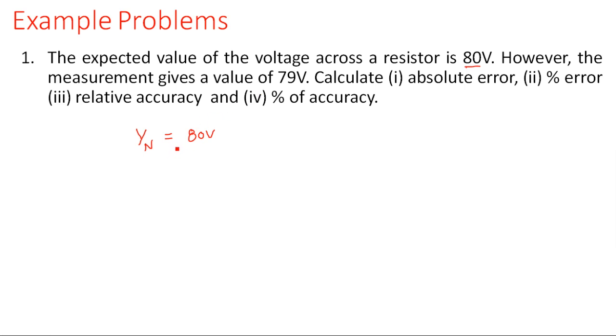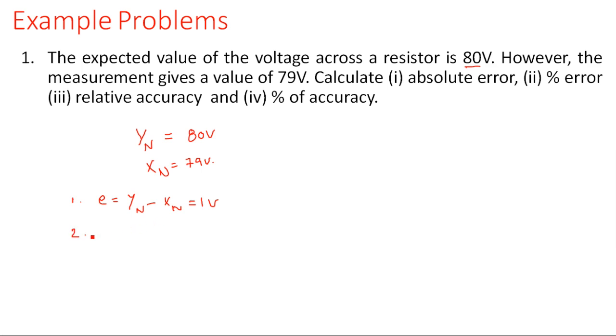That is, Xn is equal to 79. Now you are asked to find out the absolute error, percentage error, relative accuracy, and percentage accuracy. Already you know the first parameter, E is equal to Yn minus Xn. The difference is 1 volt. Simply, the absolute error is 1 volt.